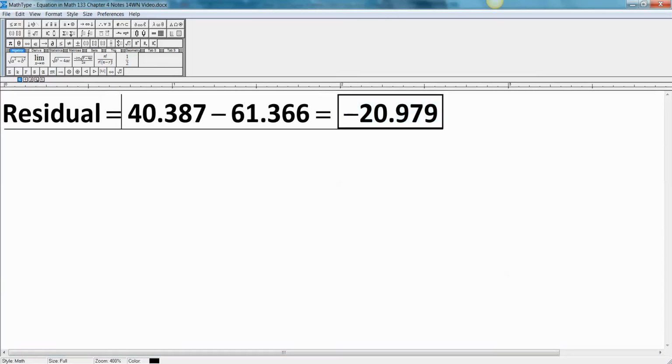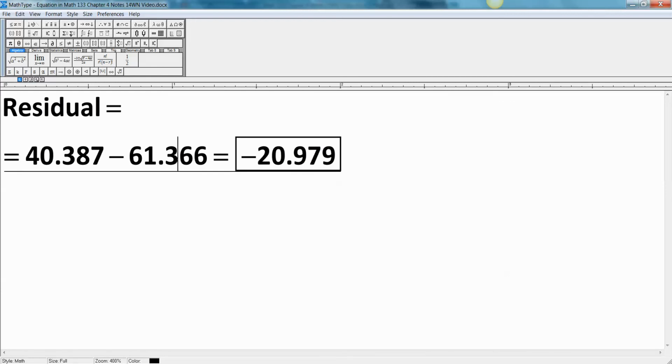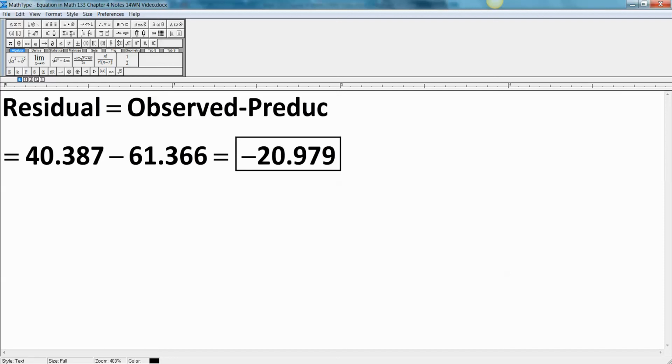There we go. All right, so the residual is the observed minus the predicted. Okay, so predicted is from the line. Observed is like actual, right? But it's the observed minus the predicted.